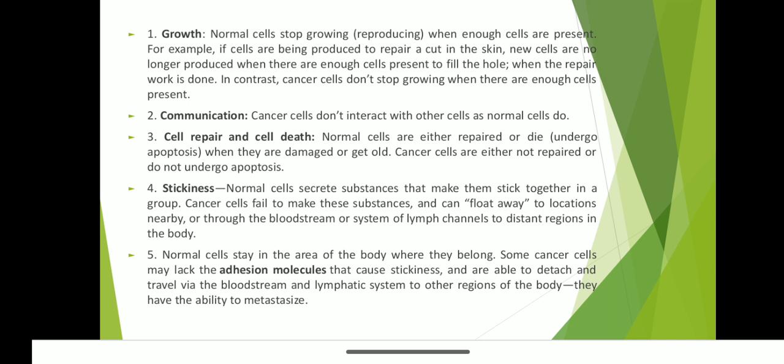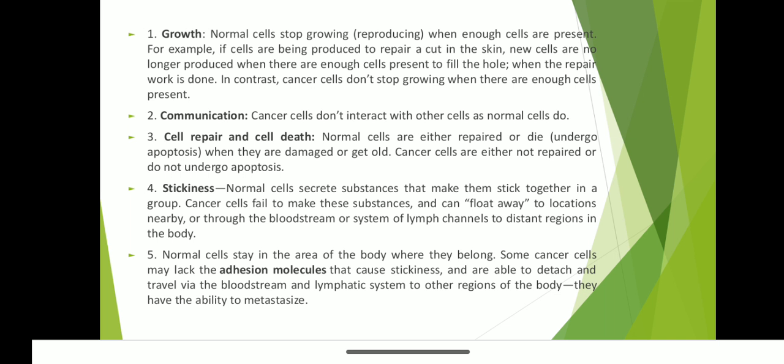Next is cell repair and cell death. Normal cells are either repaired or they die. They undergo apoptosis when they are damaged or they get old. Cancer cells are either not repaired or do not undergo apoptosis. For example, one protein called p53 has the job of checking to see if a cell is too damaged to repair, and if so, advise the cell to kill itself.